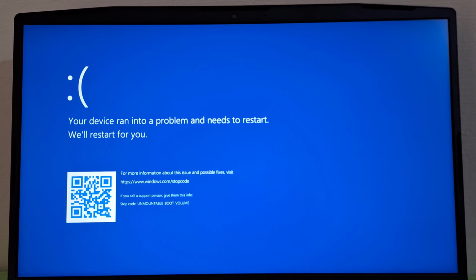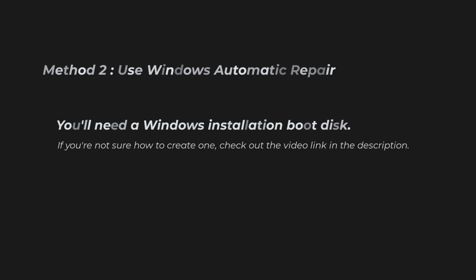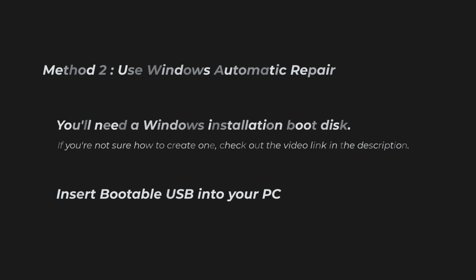Method 2. Use Windows Automatic Repair. First up, you'll need a Windows installation boot disk. If you're not sure how to create one, check out the video link in the video description. Once you have your boot disk ready, go ahead and insert it into your PC.